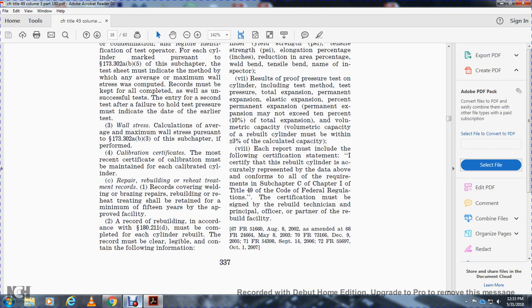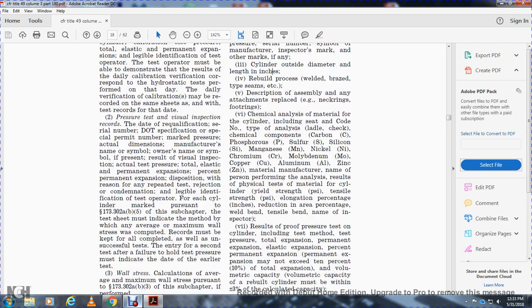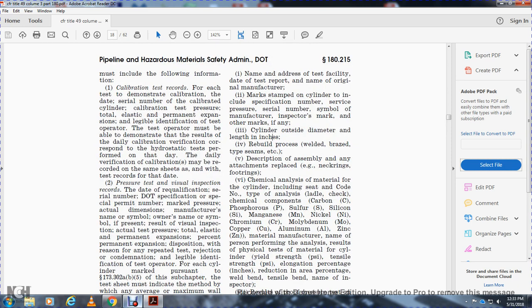The record of rebuilding in accordance with 180.11(b) must be completed for each cylinder rebuilt. The record must be clear and legible and contain the following information: name and address of the test facility, test report, the name of the original manufacturer, marks stamped on the cylinder, the specification, date of the pressure test, serial number, the symbol of the manufacturer, inspection mark, other marks on the cylinder, outside diameter, length in inches, rebuild process, weld, braze, and type of seam, etc.